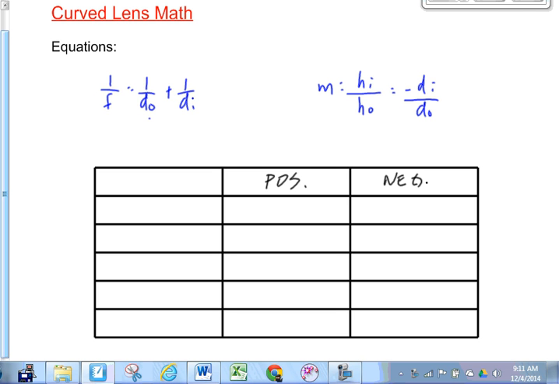They can all be either positive or negative depending upon the scenario here. Let's look at the first 3 variables, f, do, and di: the focal length, the object distance and the image distance. What do all 3 of these have in common in terms of when they're positive and negative? Good. They're positive if they're real, and they're negative if they're virtual.